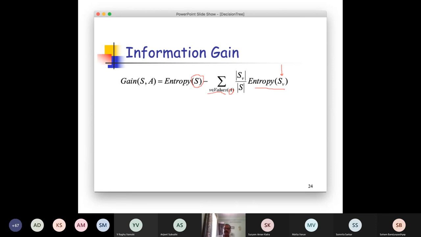Then the weighted average, where the weights are proportional to the size of the corresponding partition, of this entropy will give you the entropy of the partitions induced by the attribute A. So the difference between these two is the information gain. That's what I mentioned, and the attribute giving the highest gain is selected.